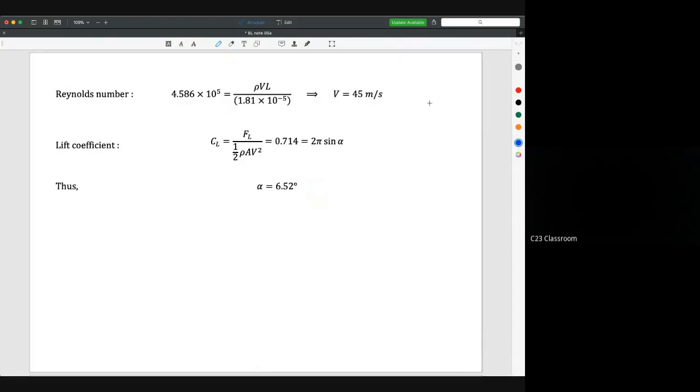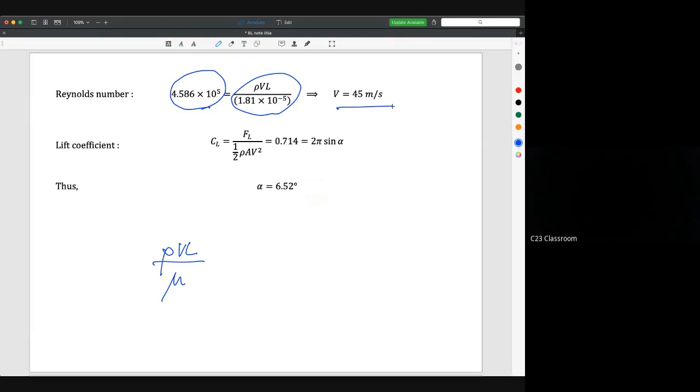From the question, we know that the Reynolds number is 4.586 times 10 to the power of 5, and then we could equate it with the equation for the Reynolds number, rho V L over mu. Then we could get the velocity, which is 45 meter per second.